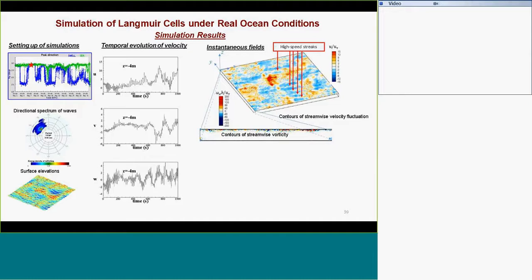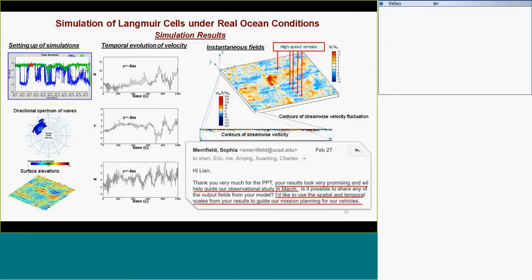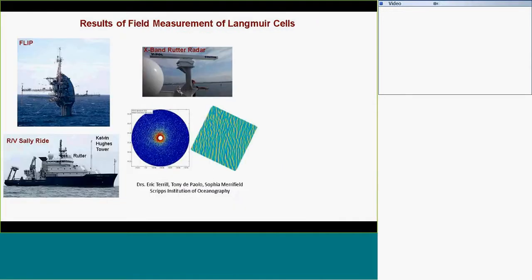And then before they went out, they sent us another email: I would like to receive spatial and temporal scales from your results to guide our mission planning for our vehicles. So that looks like we had done our job. But it scaled up again, because this kind of field measurement involves all kinds of boats. This is a FLIP, and this is a research vehicle, the Sally Ride. And you probably know Sally Ride was the first American woman astronaut to go to outer space. This was named after her after she passed away.